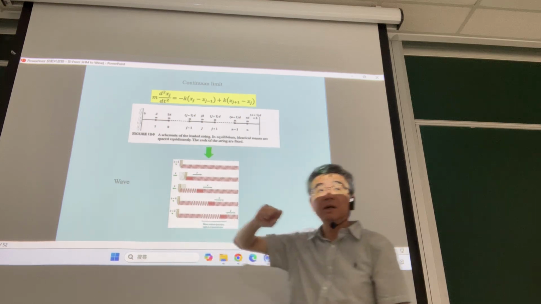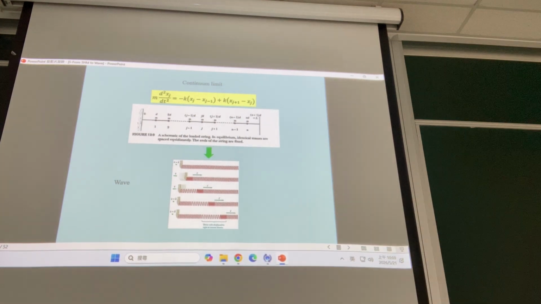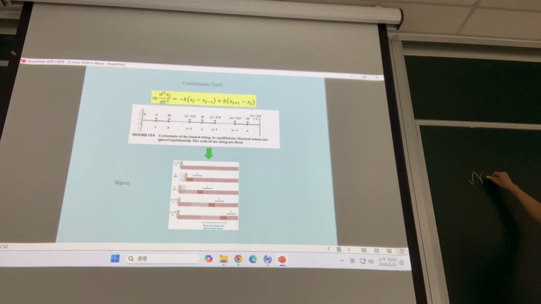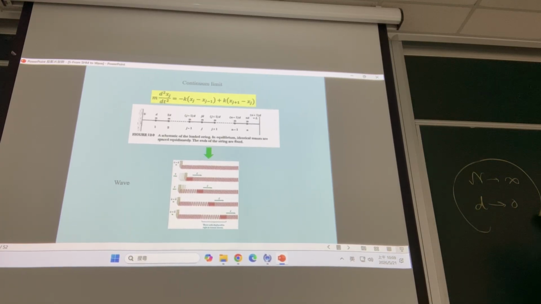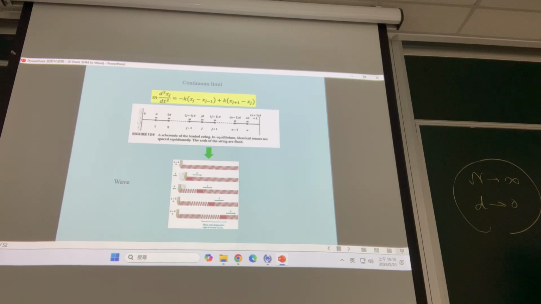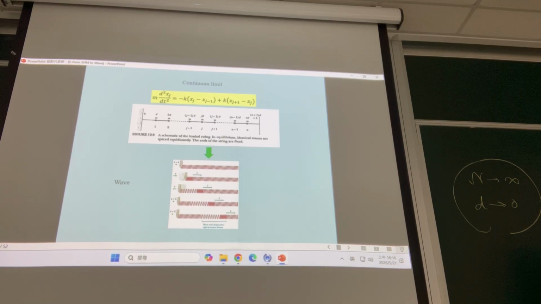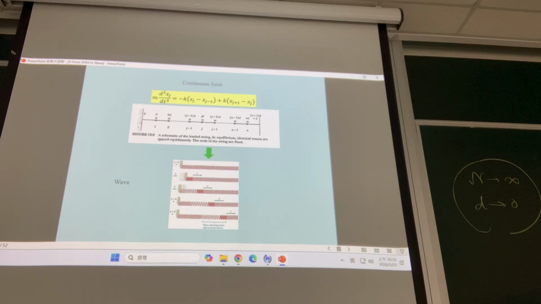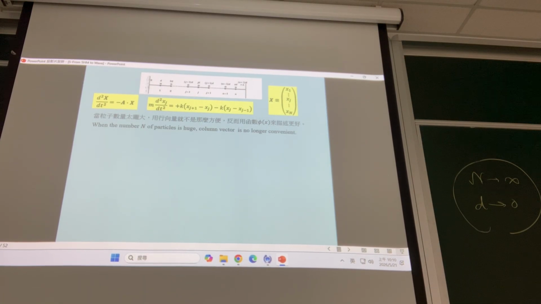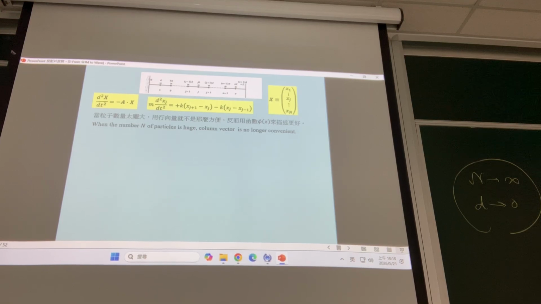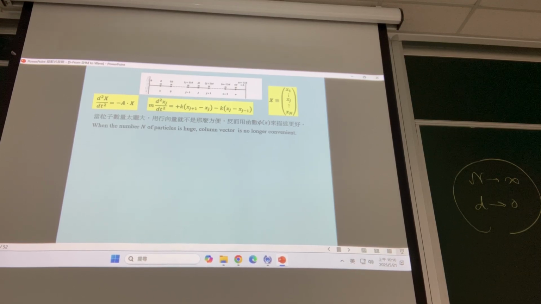Okay, so I'm taking the limit of n equal to infinity and d equal to 0. That's what we call the continuum limit here. Continuum limit, how to do it? Any question before we start the continuum limit?